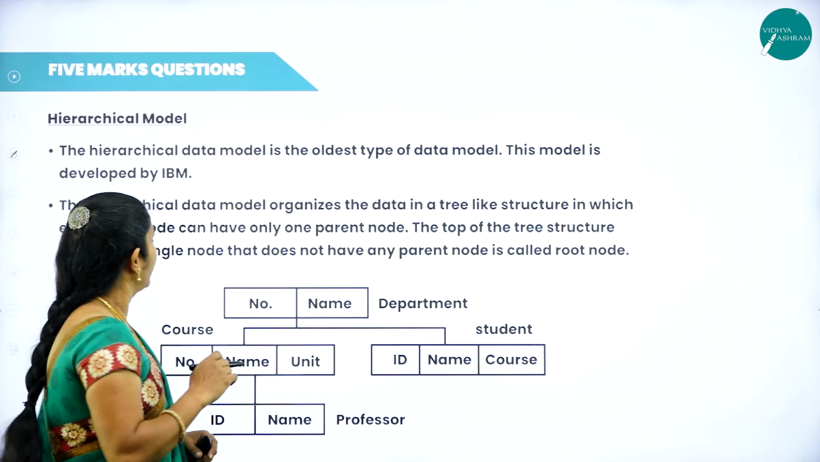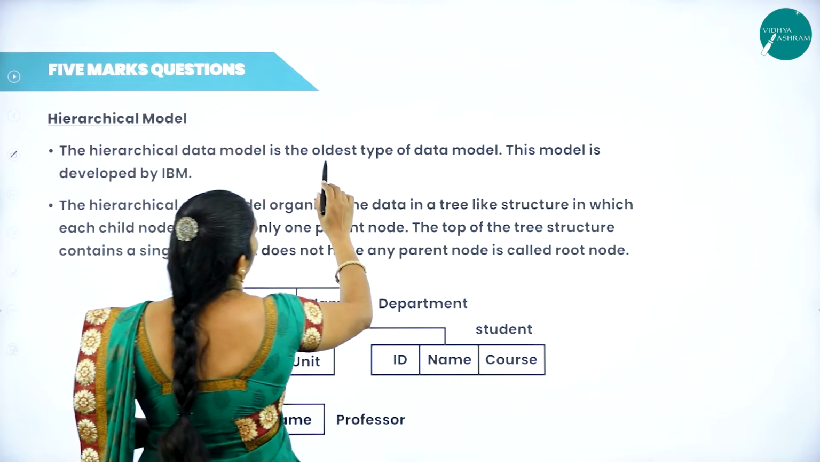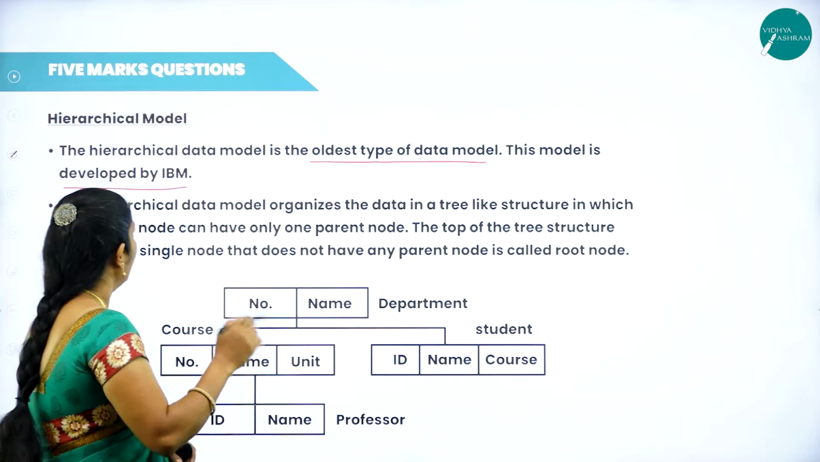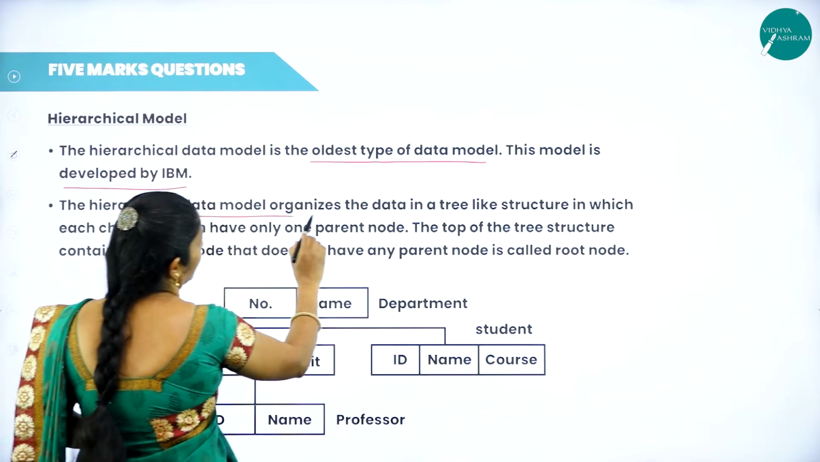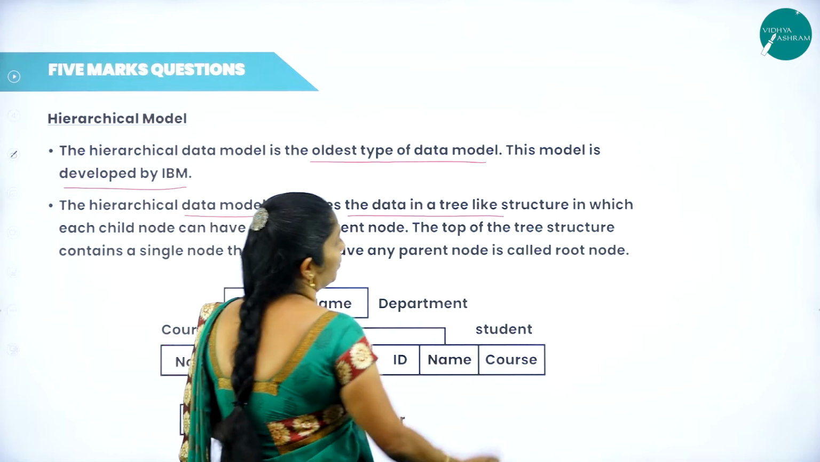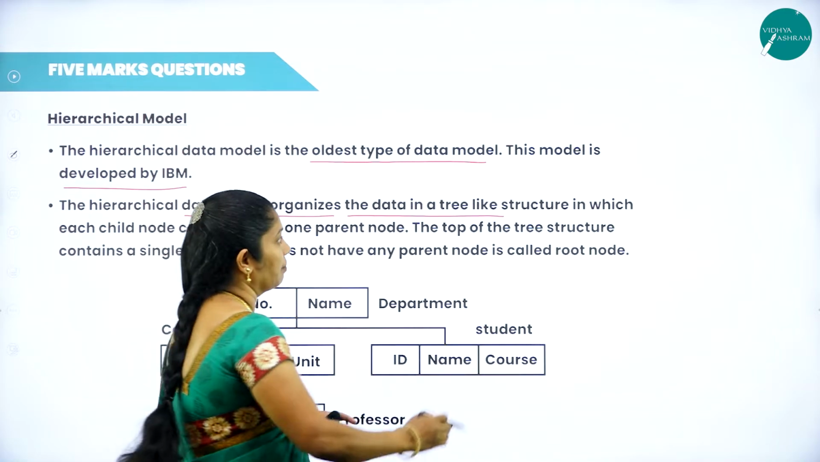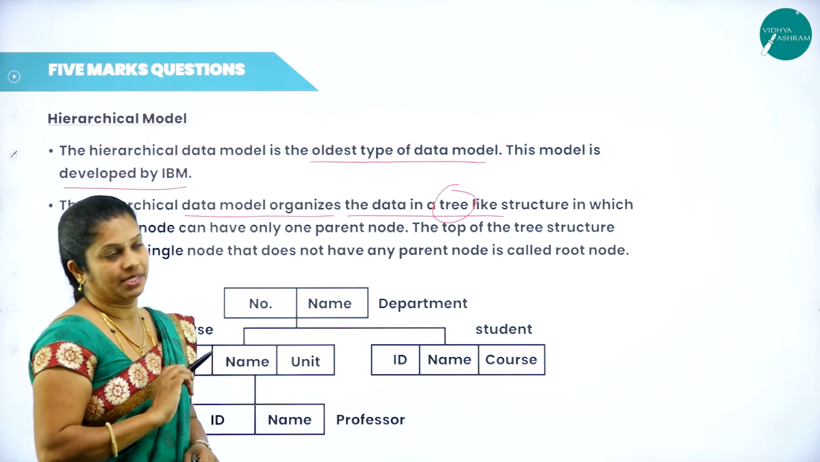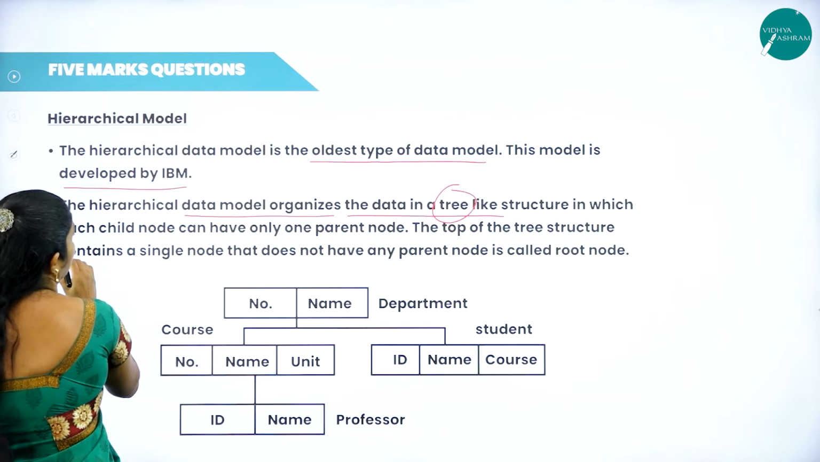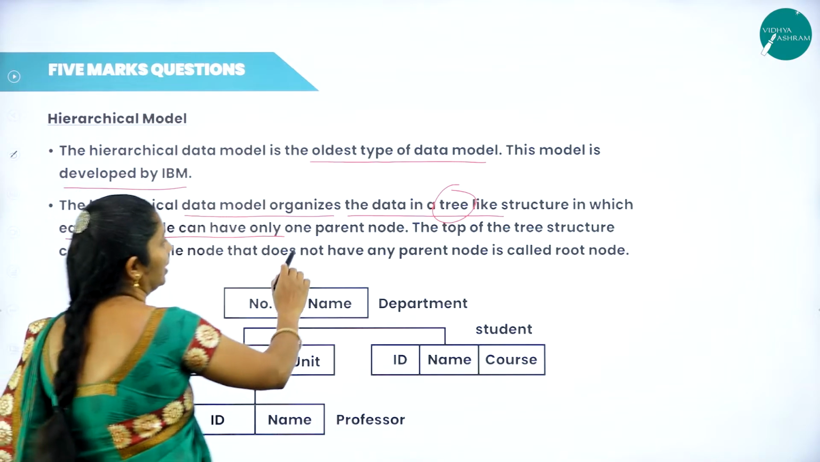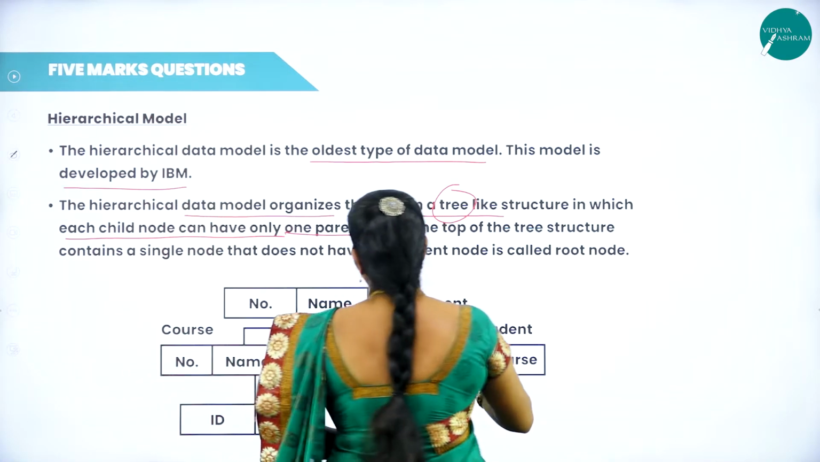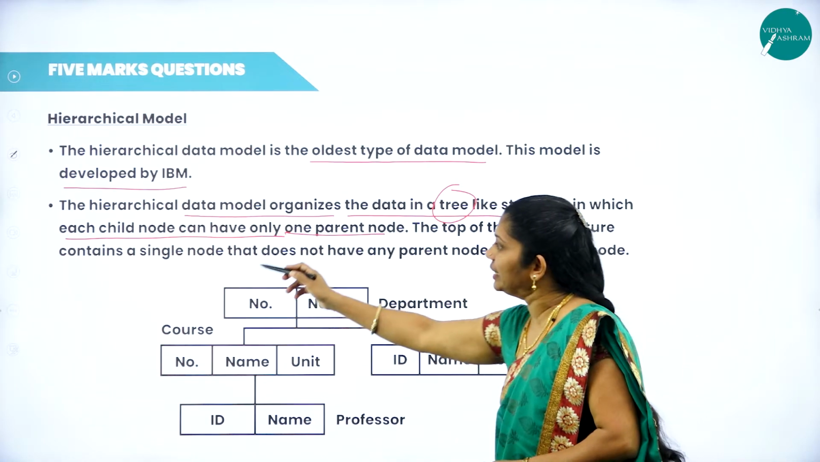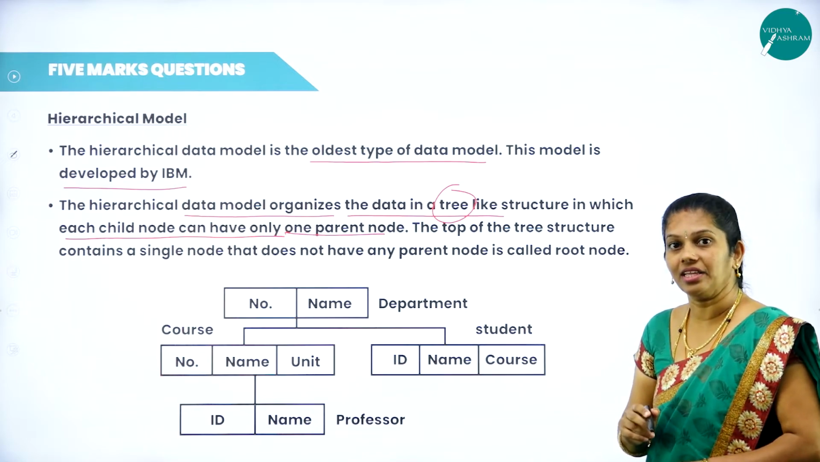Already I told you, the hierarchical model is the oldest type of data model. This model was developed by IBM, and here the hierarchical data model organizes the data in the format of a tree-like structure. Mainly you have to remember all the data will be represented in the format of a tree-shaped structure in which each child node can have only one parent node. If you observe here, for this parent we have only one child. In the format of a tree structure, all the data are arranged here.